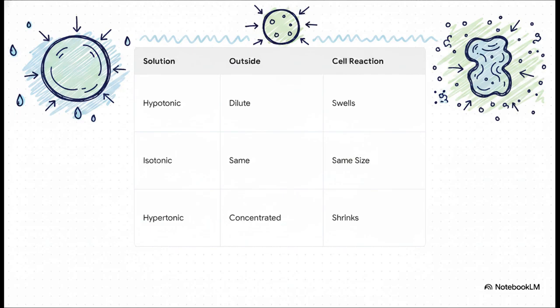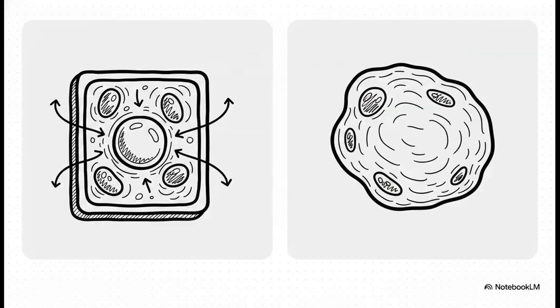Well, the answer beautifully illustrates the process of osmosis, which is just the diffusion of water across that selectively permeable membrane. In a dilute hypotonic solution, water rushes right into the cell, making it swell up like a water balloon. In an isotonic solution, the flow is perfectly balanced. But in a highly concentrated hypertonic solution, like that salt water we just talked about, more water leaves the cell than enters it. And the result? The cell drastically shrinks.